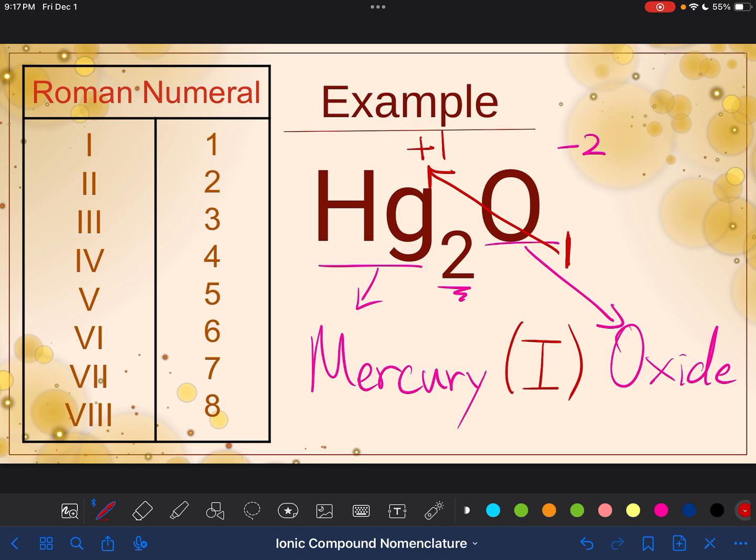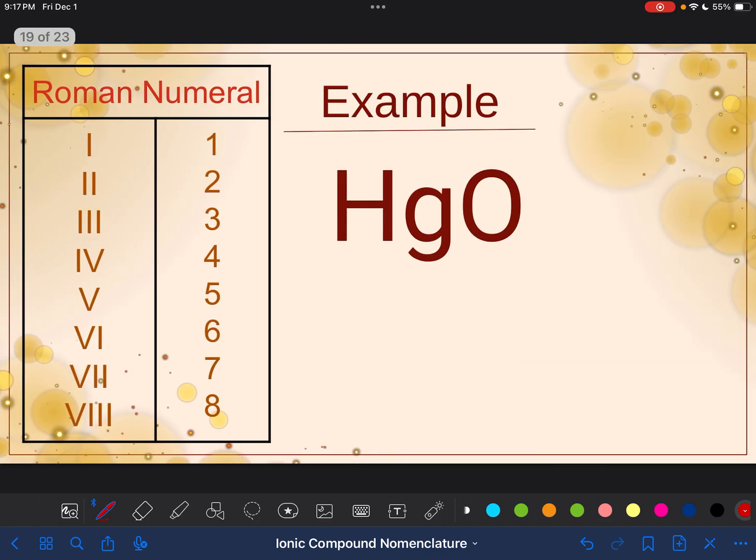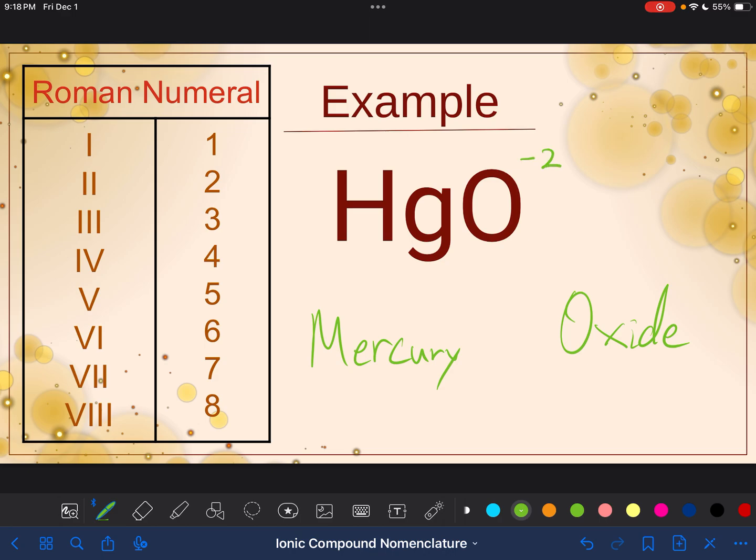Now for the next one is a little bit tricky. But before that, make sure you guys have this down and understand what just happened. Okay, this one's a little bit tricky, but if you guys can try it out and pause the video. All right, so the reason why it's tricky is we already know it's mercury and we already know it's oxide. That we already know. Now, you know that oxygen is -2. But how come this side doesn't have a 2 there?